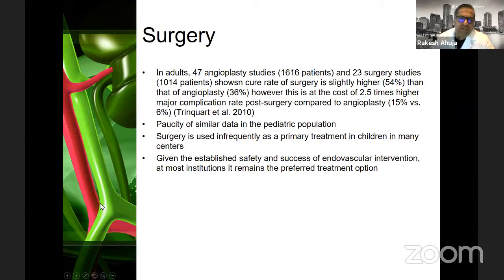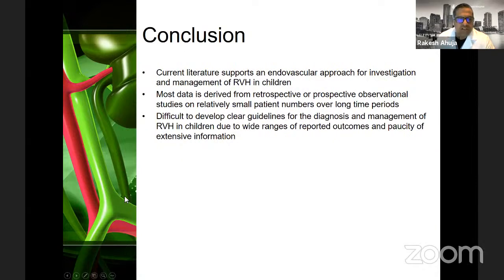The data is not that much available in the pediatric population, just for the fact that the disease itself is quite rare, and surgery is used infrequently as the primary treatment, given the established safety and success of endovascular interventions. In conclusion, the current literature supports an endovascular approach for investigation and management, and most of the data is derived from retrospective or observational studies.